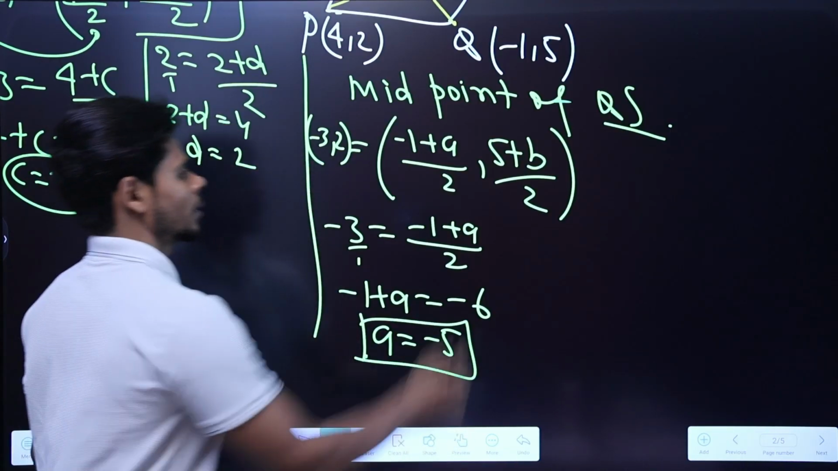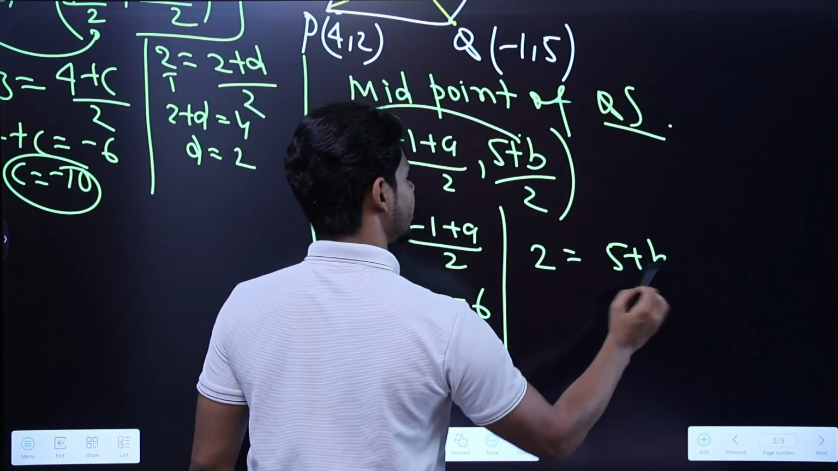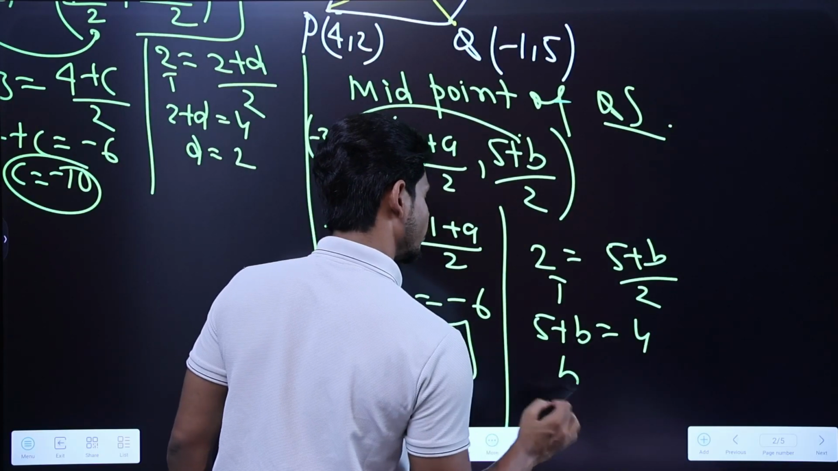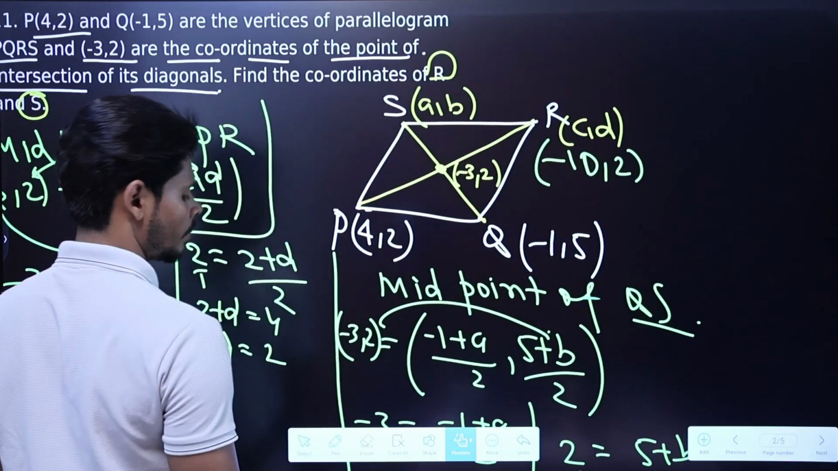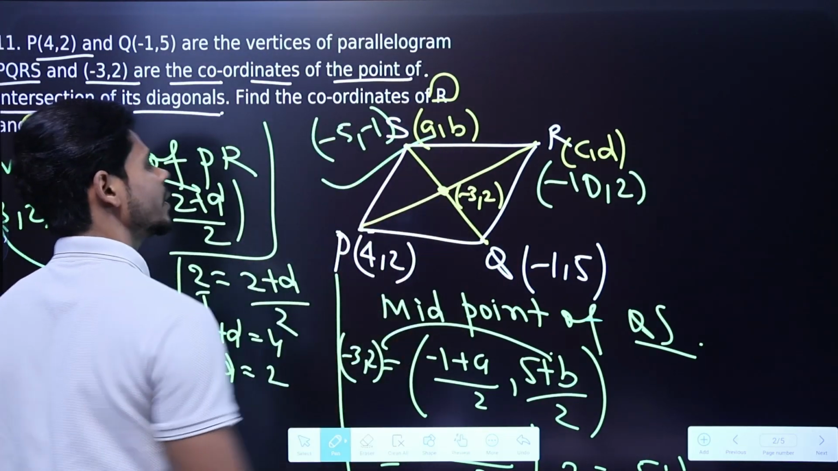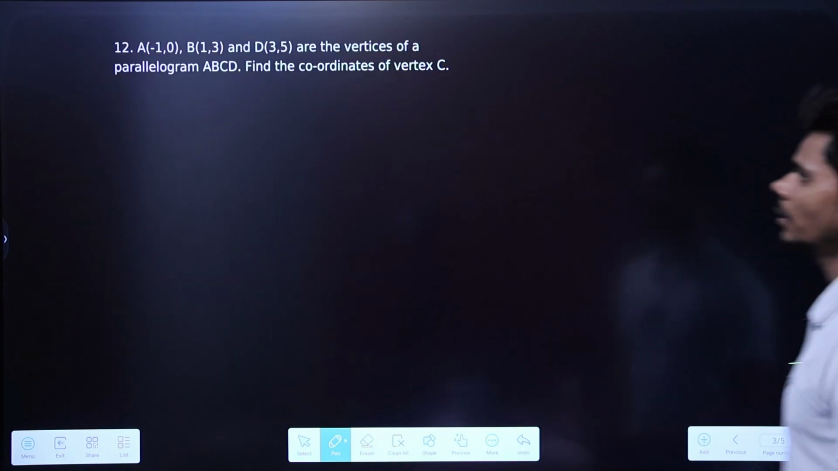Got it? Next. Similarly, y coordinate will be equal to the y coordinate, so it will become 5 plus b divided by 2. Now let's solve this. So 5 plus b is equal to 4, so from here b will become minus 1. So minus 5 comma minus 1 will be the coordinate of point S. Got it? Vertex S. Next.